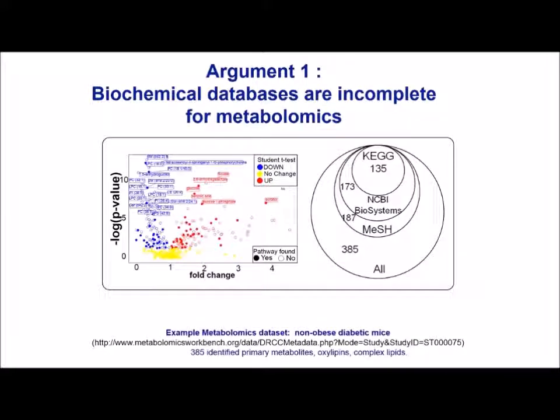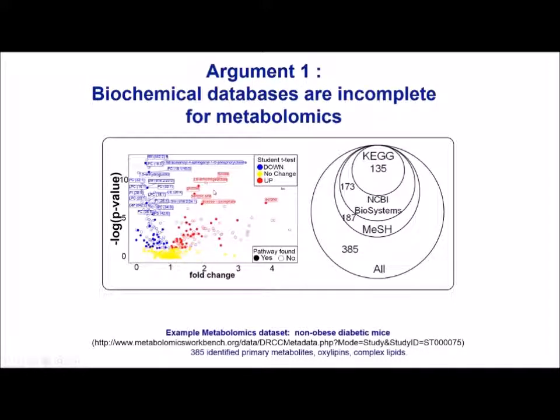I will highlight some of the limitations of a pathway-based enrichment analysis approach. Argument 1 is that biochemical databases are incomplete for metabolomics. This database analysis was done for a metabolomics dataset, an example on known obese diabetes mice. The data were downloaded from Metabolomics Workbench with this study ID. It has 385 primary metabolites, oxylipins, and complex lipids.